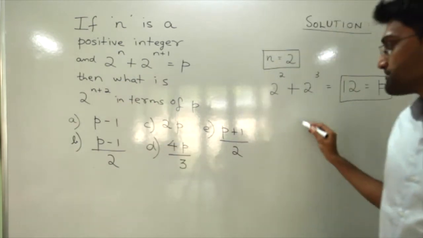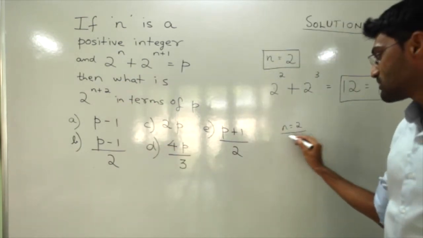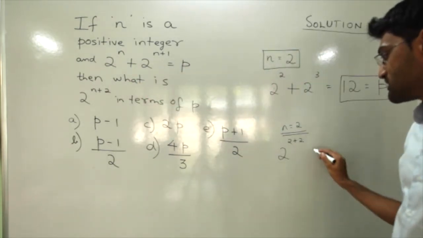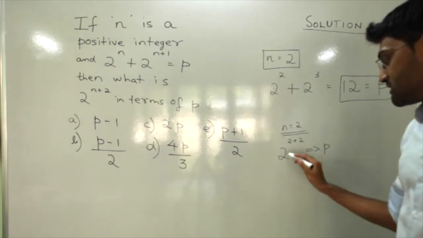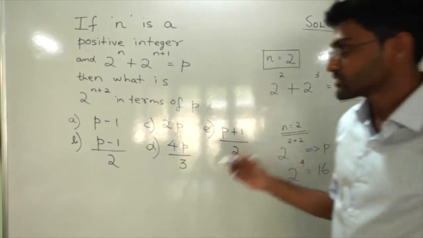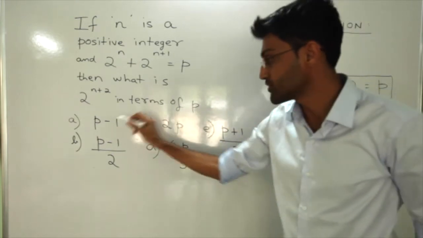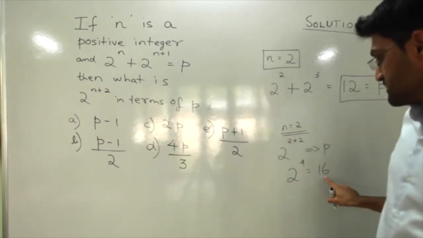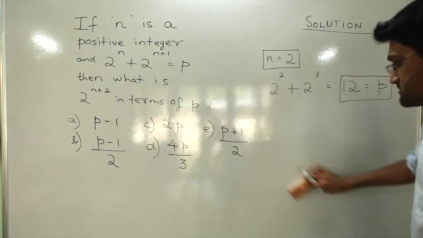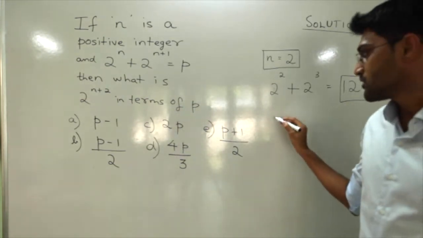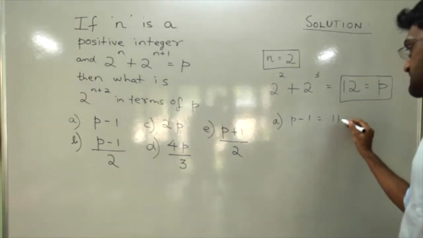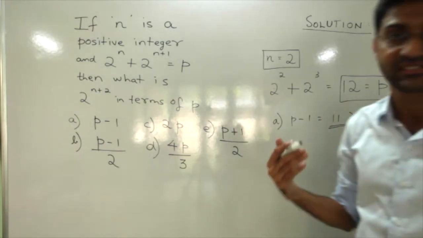Let's plug back the same n equals 2 onto the question. So we need to get 2 raised to 2 plus 2 in terms of p, correct? Now 2 raised to 2 plus 2 is 2 raised to 4, which is 16. So we need to see which of these options is going to yield 12 as our answer, given that we substitute 16. Let's have a look. Option A suggests that it should be p minus 1, but p was 12, which gives us 11. That is wrong because we need 16.